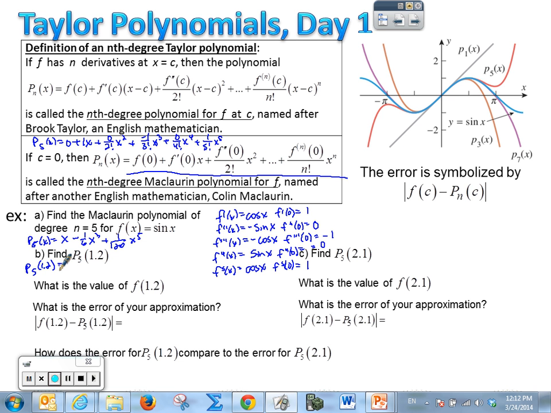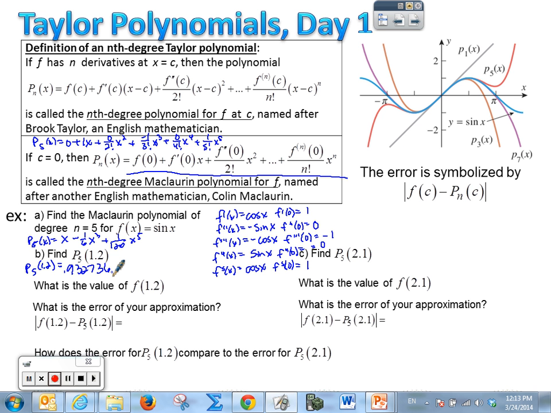For these, I usually go out about 6 decimal places, because sometimes the differences are just nuances. So I go out 6 decimal places and truncate. That's just what you'll see me do. You don't have to truncate; you could round if you wanted to. I substituted the 1.2 into this polynomial on my calculator, and I got 0.932736. And that is the Maclaurin polynomial value.